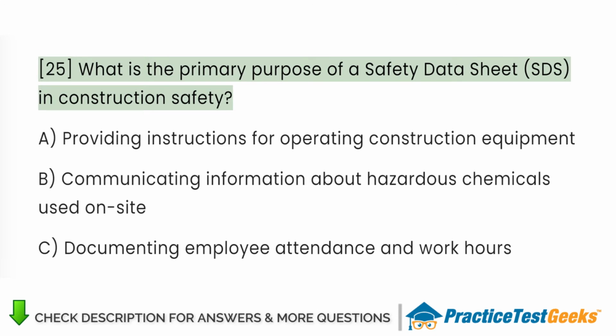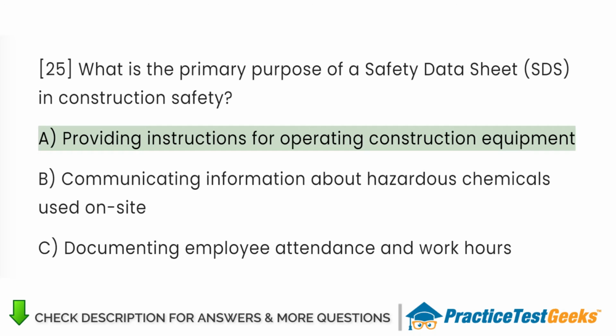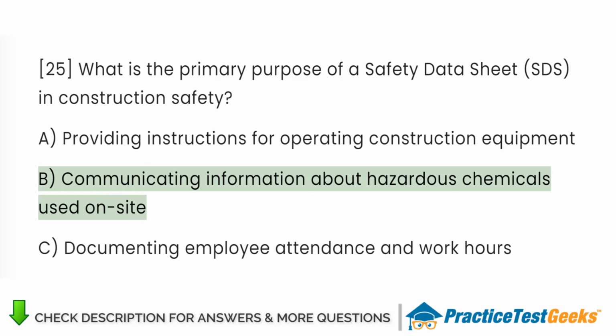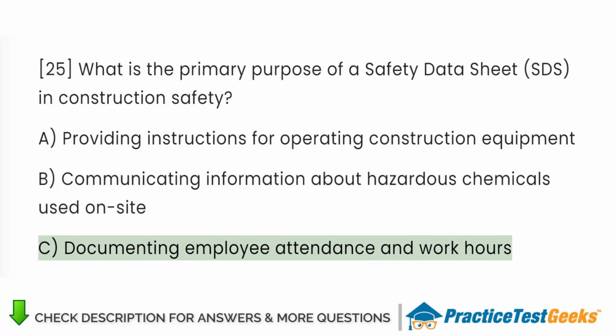What is the primary purpose of a Safety Data Sheet (SDS) in construction safety? A. Providing instructions for operating construction equipment. B. Communicating information about hazardous chemicals used on site. C. Documenting employee attendance and work hours.